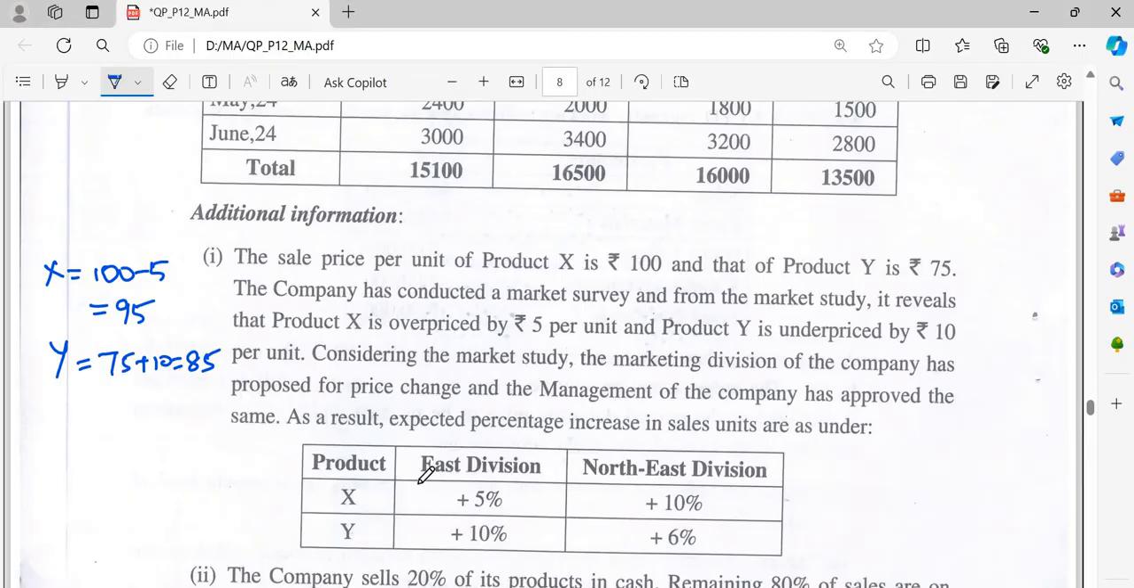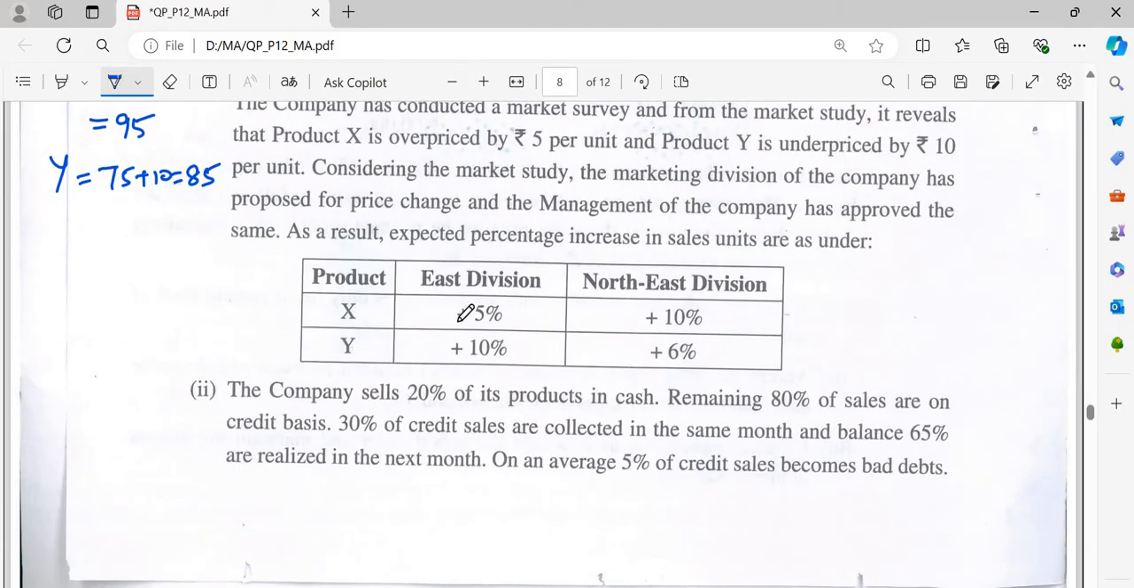So then as a result, expect a percentage increase in sales units. So the sales units are also increased by 5% for the East division, and for the North division increased by 10%, and in the same way for Y, 10 and 6%. So we need to incorporate this in units also. So the company says 20% of its sales are in cash, remaining 80% of sales are on credit basis. So here there is a cash sale as well as credit sales.